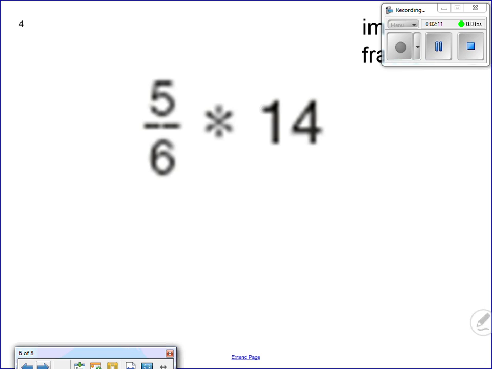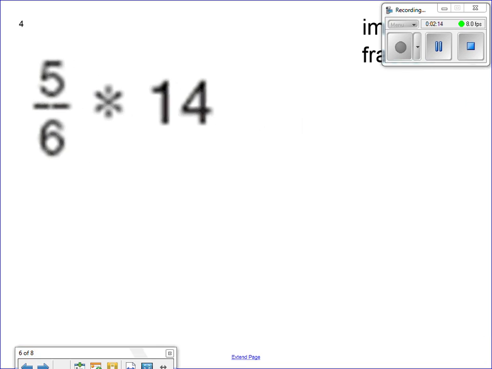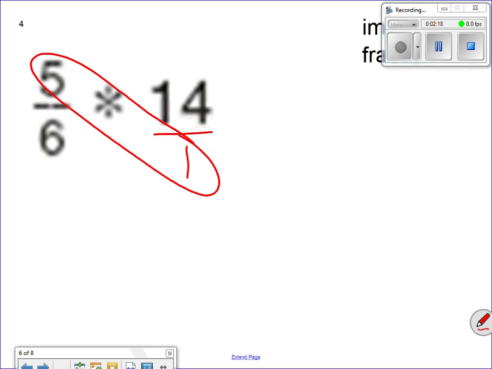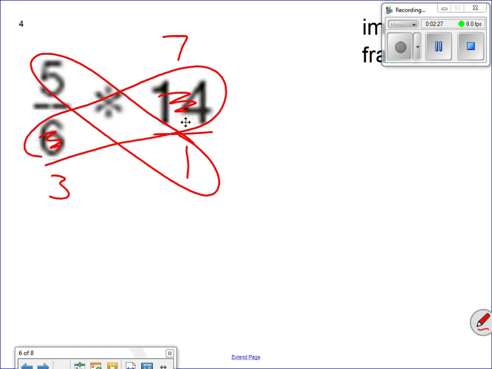5/6 times 14. Let's take a look. 14 over 1. Cross-reduce the 5 and the 1. I can't make those any smaller. 6 and the 14. I can divide these each by 2. 6 divided by 2 gives me 3. 14 divided by 2 gives me 7. 5 times 7 gives me 35. 3 times 1 gives me 3.